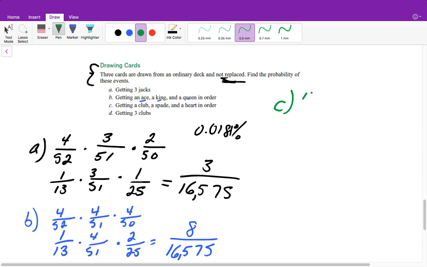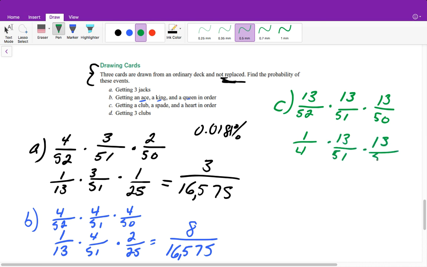For C, we're looking for the odds of getting a club, a spade, and a heart in order. For the club, we have 13 out of 52. Then after we pick one card and don't replace it, it's out of 51. We still have 13 spades, and then 13 hearts, but now it'll be out of 50. This one will reduce to 1 over 4, and the others I don't believe reduce. They do not. So then we multiply across. 4 times 51 times 50 is equal to 10,200.